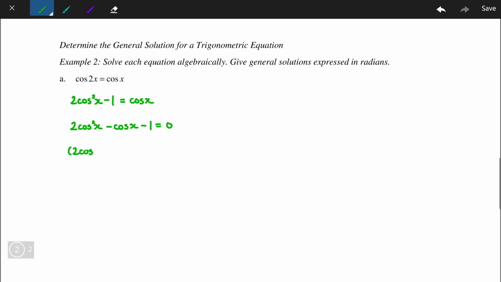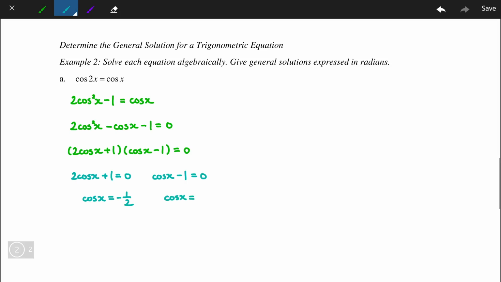But once we factor, we have 2 cosine x plus 1. That's the first factor. And the second factor is going to be cosine x minus 1. Okay, so that means we have 2 binomials. The first one is, if it's equal to 0, then we have 2 cosine x plus 1 equals 0. And the second one is going to be cosine x minus 1 is equal to 0. So either cosine x is equal to negative 1/2. That's the first possibility. Or the second possibility is that cosine x is just equal to 1.